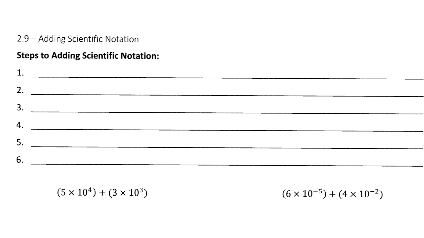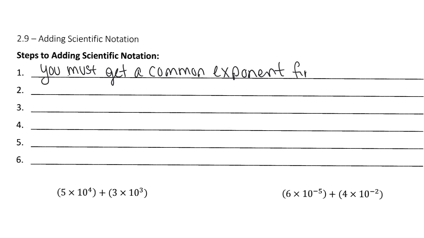The first thing we need to do is to get a common exponent. So we must get a common exponent. If we have two different exponents like 3 and 4, we're going to change one of them to be the other number. So we have to get a common exponent first. We always change the bigger exponent. So we always make the bigger exponent a smaller number.